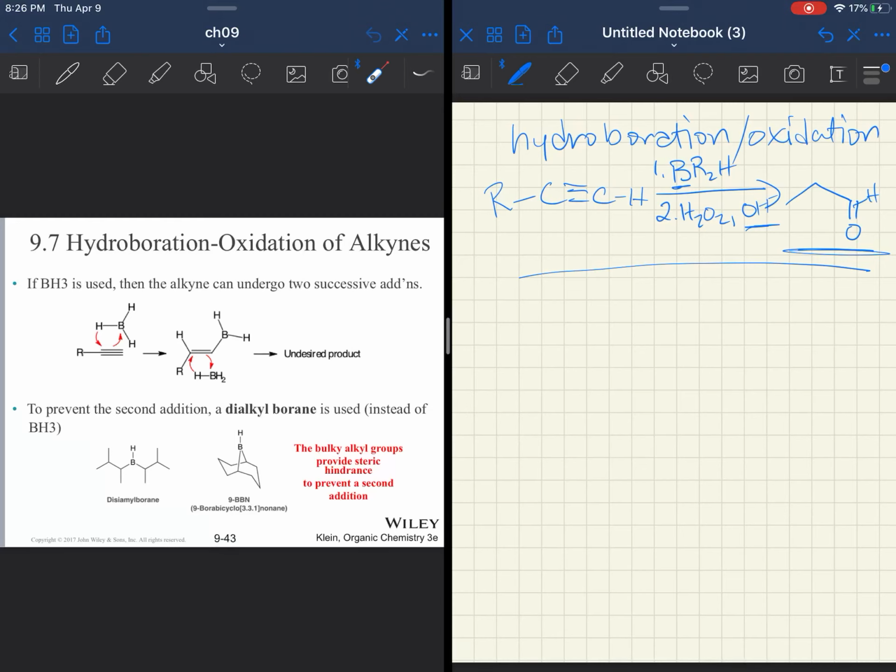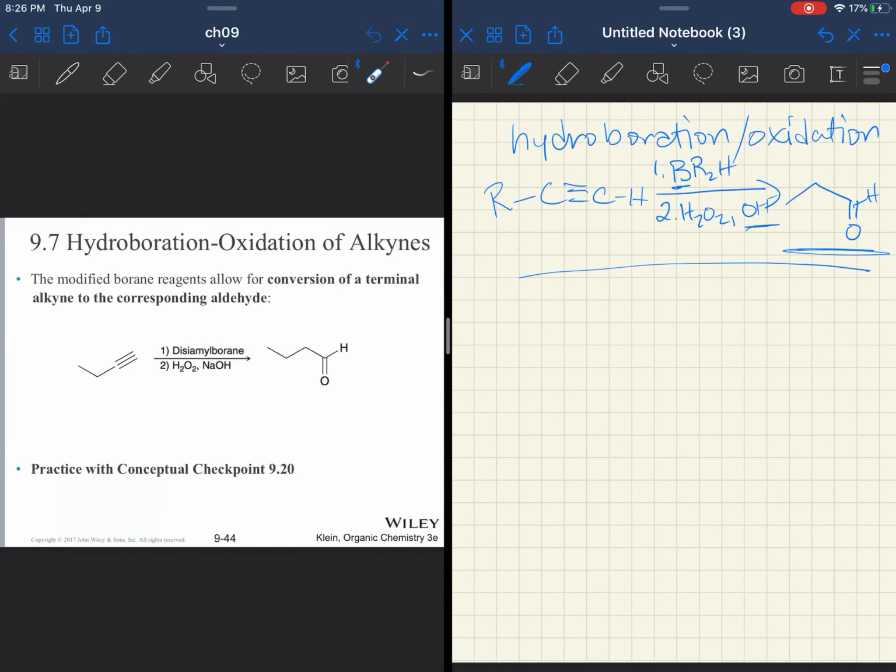You don't have to know this mechanism. You didn't have to know it for alkenes. It does add syn, but it doesn't matter. You're not going to wind up with a double bond there. Here are some of the other boron reagents that could be used. These bulky alkyl groups can be useful for this reaction, but you don't need to have them memorized. Remember, what you're looking for is that boron.